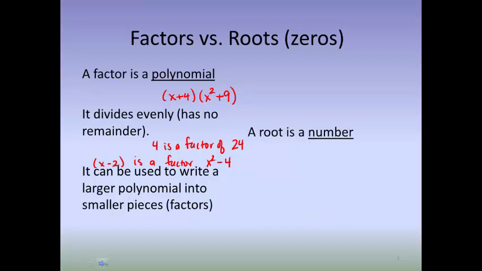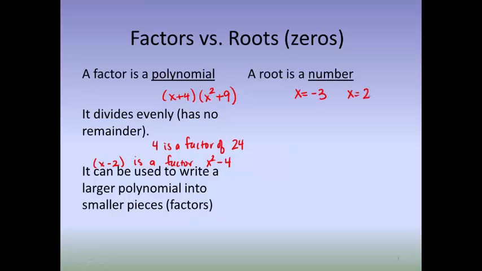All right, a root. A root is a number. It's just a number, okay? Now, these numbers could be real. So I could have a root of x equals -3. I could also have a root of 2 plus i, right? These are numbers, complex, real, or imaginary. Other names for roots are zeros or intercepts.